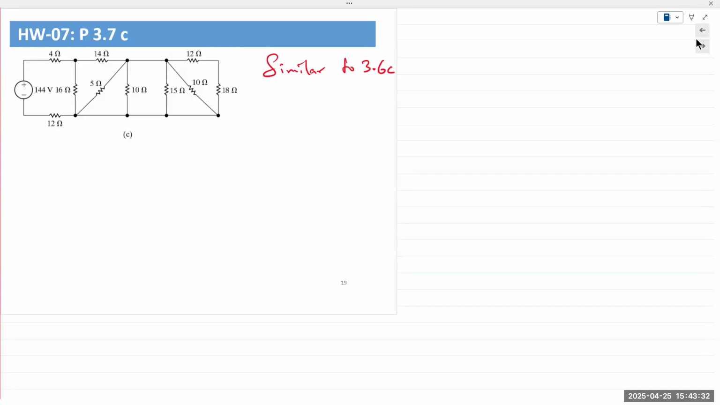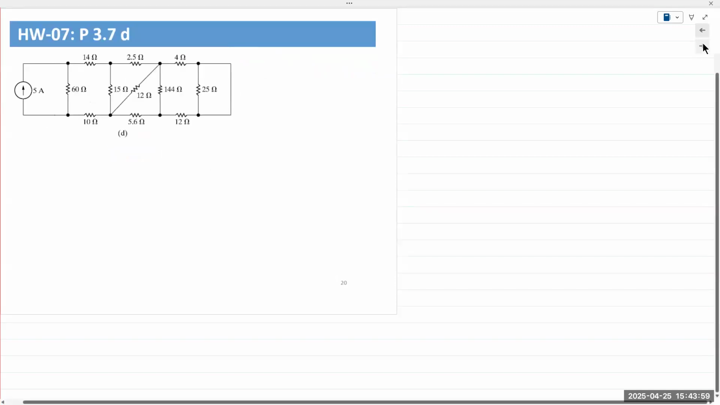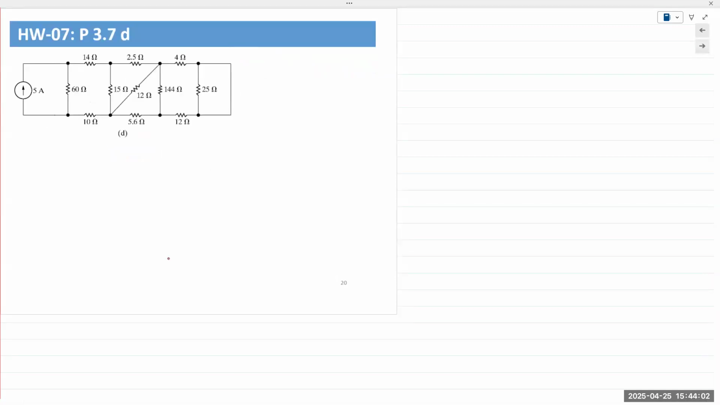You have two resistors in the diagonal. You can stretch this node out. And you can stretch this one out. Okay. And then you have 3.7D. Considering all the previous problems, this would be far more straightforward.